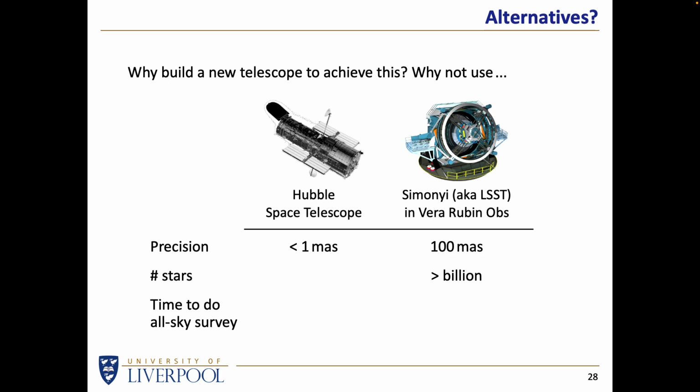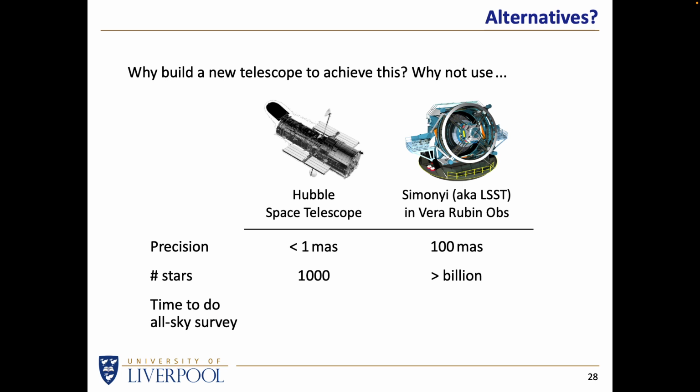But the Chamonix telescope doesn't have the resolution. It only has a resolution nominally of something like 100 milli-arcseconds, nowhere near enough for the sort of thing we want to do. And although Hubble Space Telescope has the precision, it's only actually measured parallax for something like a few thousand stars.